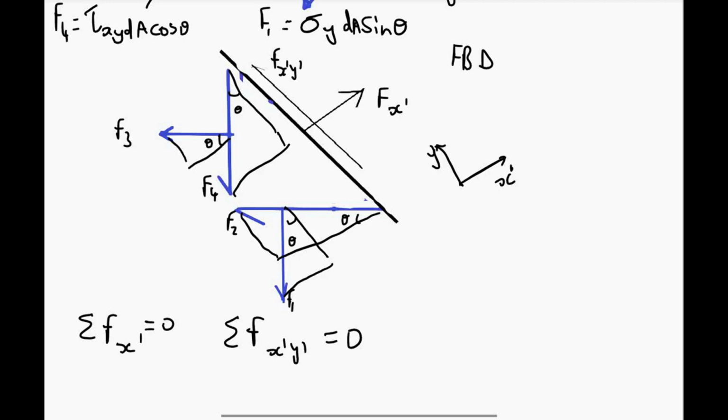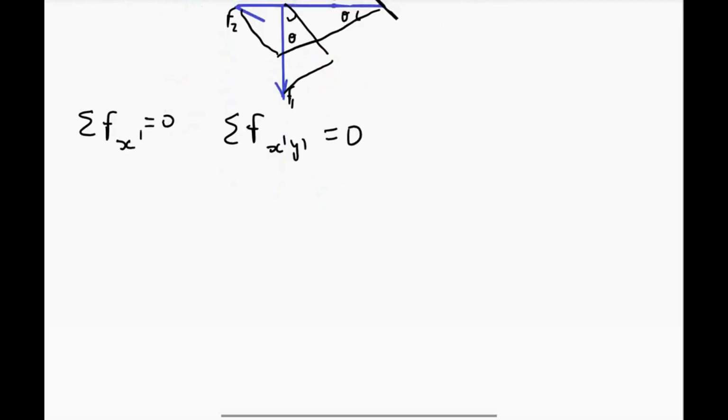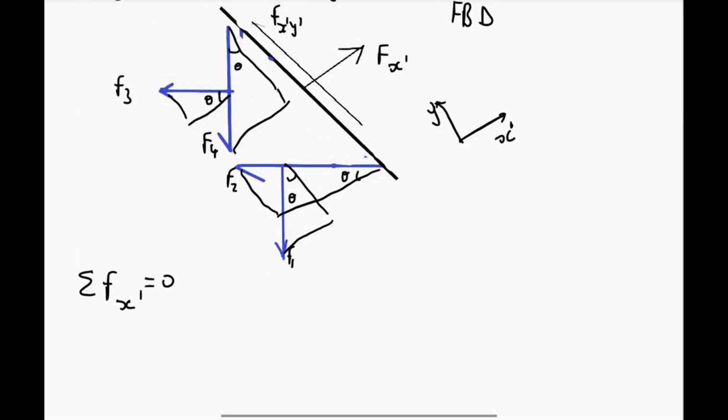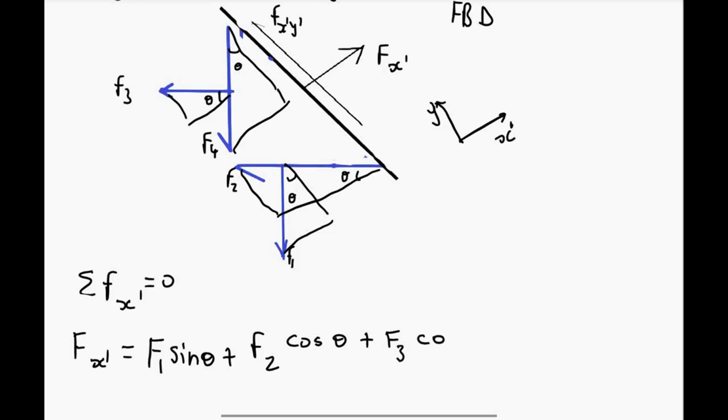Now I'll first do my summation of forces with regard to the x prime axis. So now I have my summation. My F x prime, remember, is acting in that direction, and equals this. For example, my F1 will act in the opposite direction, so it will be F1 sin theta. F2 will be cos theta. F3 will still be cos theta, and F4 will be sin theta.